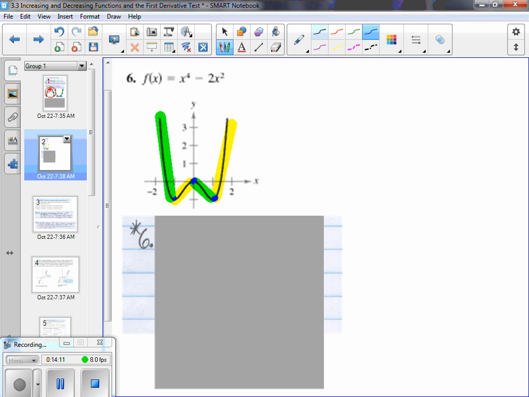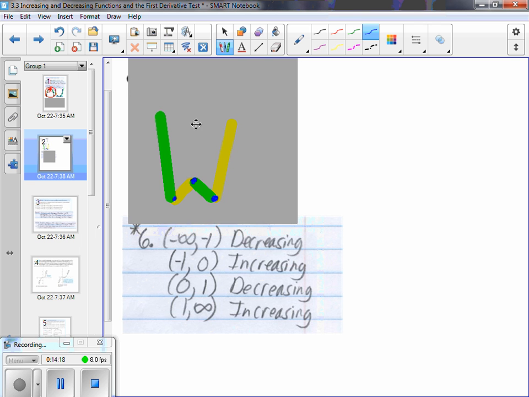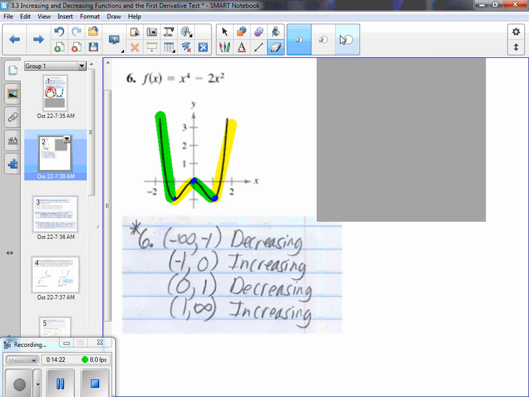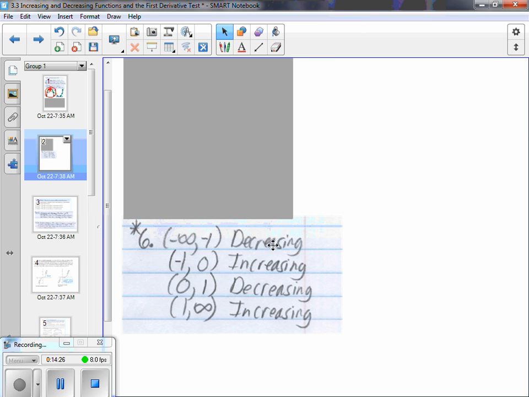All right, you with me? Graphically, we can pick that out. Okay? Now, that didn't really do what I wanted it to do. Ignore the graph and just look at this.